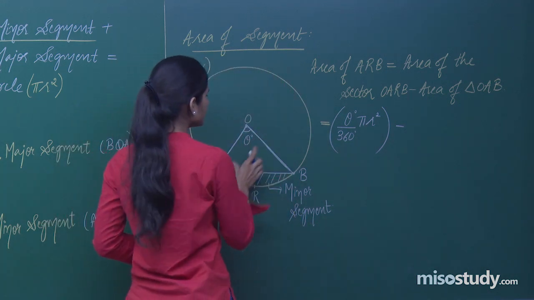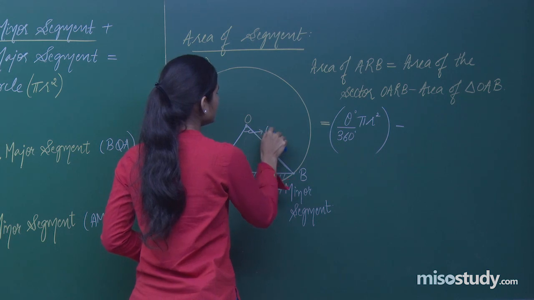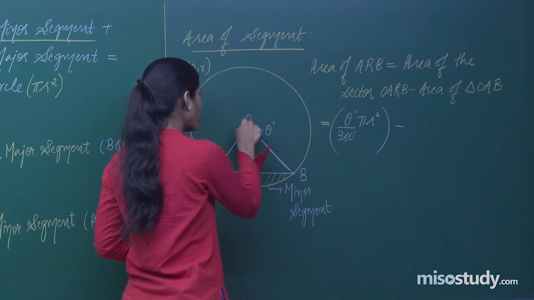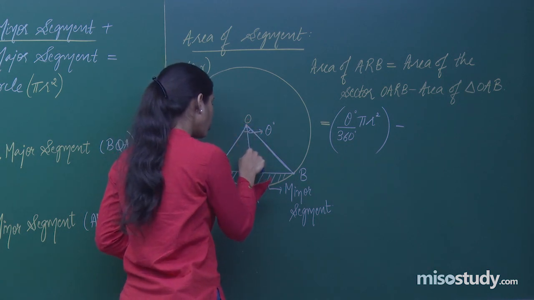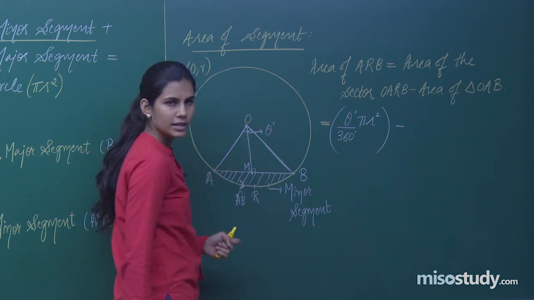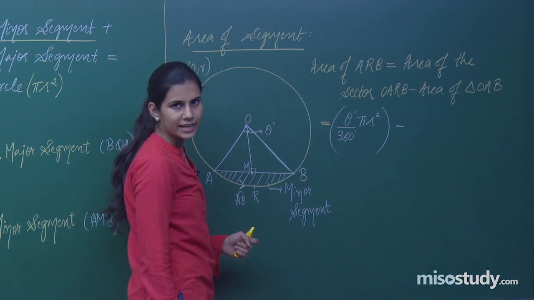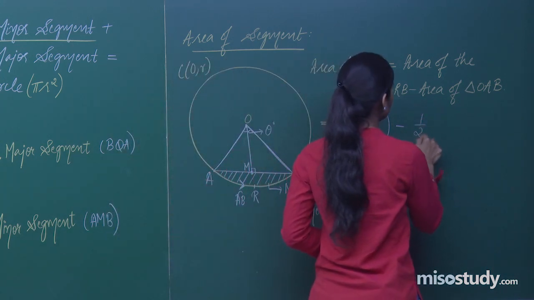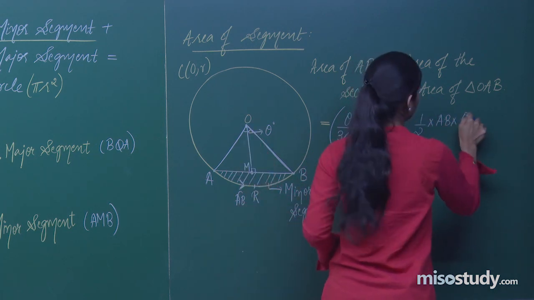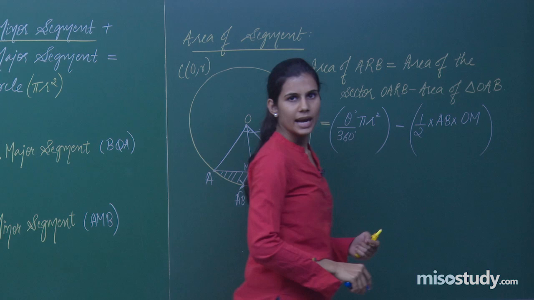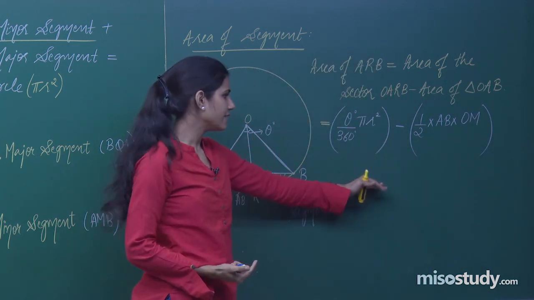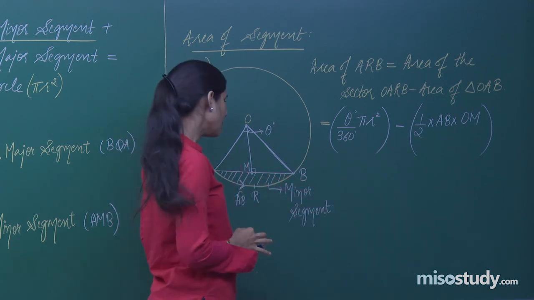What is the area of OAB? This angle is theta degrees. Area of a triangle is half into base into height. If I drop a perpendicular from O to the side AB and say this point is M, then OM is going to act as the height of this triangle. So I will have half into base, which is AB, into height, which is OM. I need to compute the value of AB and OM in terms of theta and R, so that I can develop a generalized formula to compute the area of a minor segment.